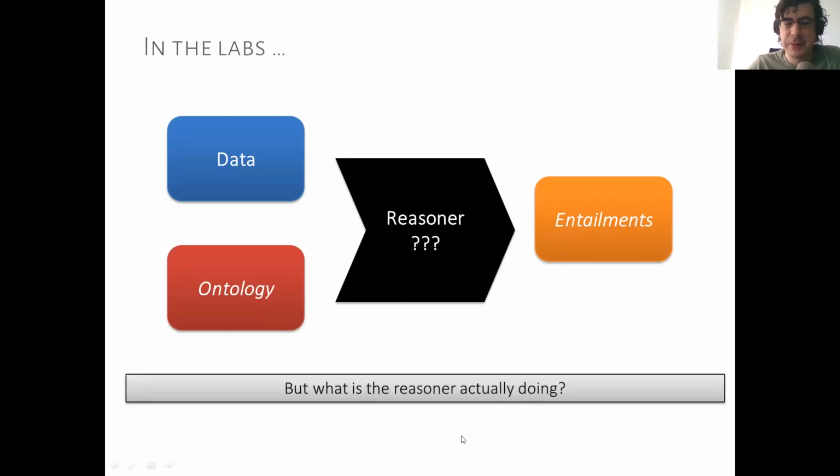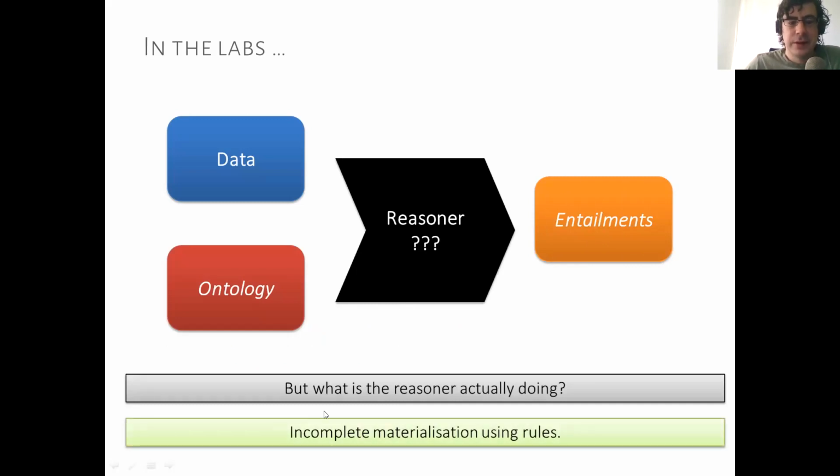So how does it do this? What is the reasoner specifically doing? What it's doing is incomplete materialization, which means writing down all of the entailments that hold as a consequence of the data and the ontology. It's writing down all of the consequences. Well, not all of the consequences. It's writing down a lot of them, but it's not writing down all of them. So in some cases, we might miss entailments here in the output. We might expect to see more entailments.